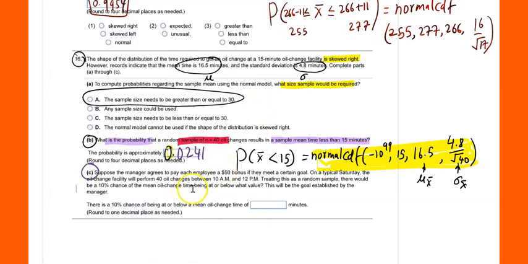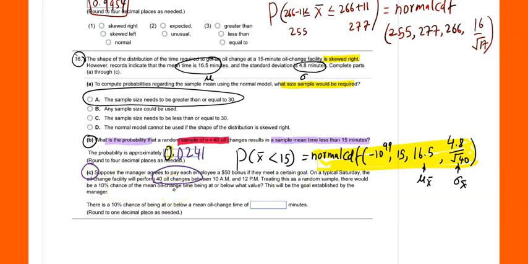And now for C. Suppose the manager agreed to pay each employee a $50 bonus if they meet a certain criteria. That's the goal. On a typical Saturday, the oil change facility will perform 40 oil changes between 10 and 12 p.m. and use this as a sample. There would be a 10% chance of the mean oil change time being at or below that value. The question is looking for what that value is, where the chance is 10% or less.